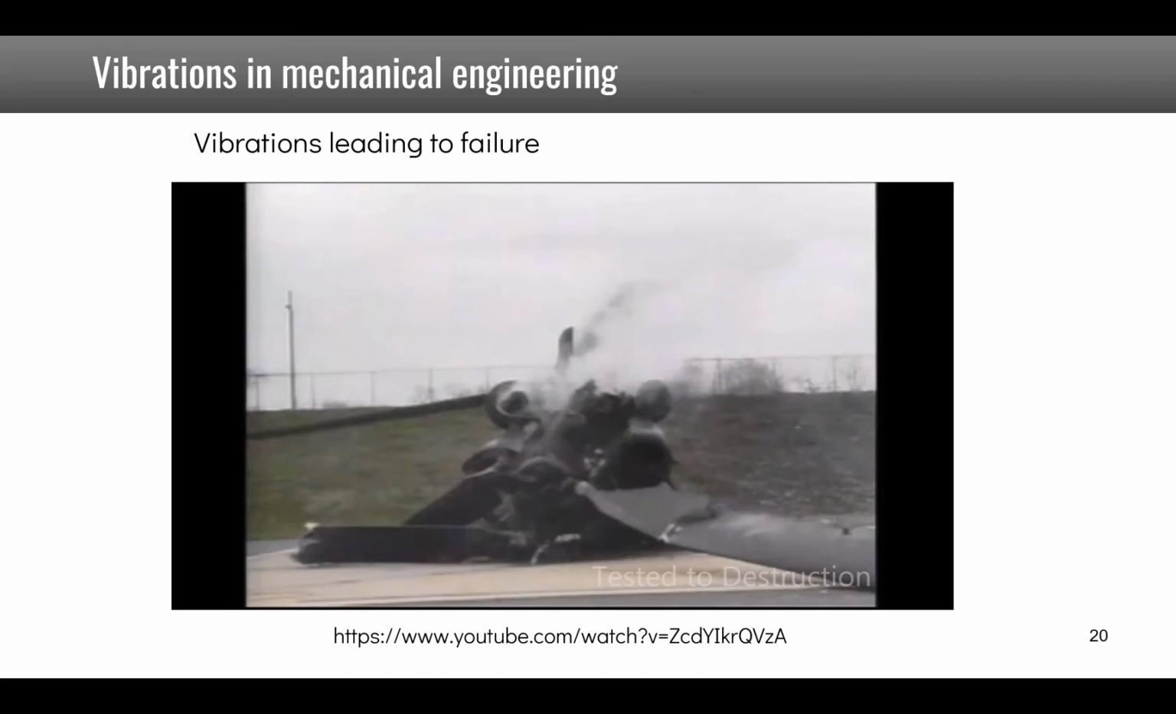Another problem is illustrated here, which can even lead to failure. So here the vibration is due to moving and rotating parts in a helicopter, and you will see how this can lead to the failure of the helicopter.